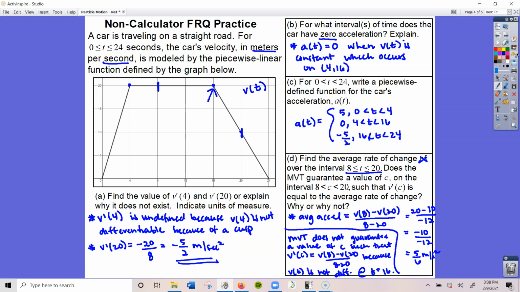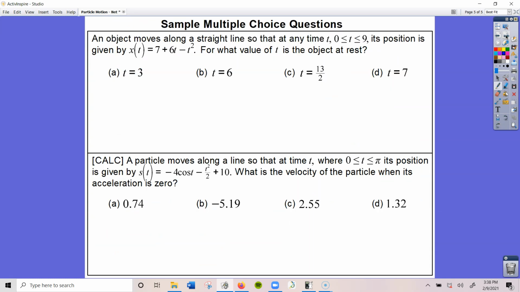All right, now let's have a look at some multiple choice questions. An object moves along a straight line so that any time t between 0 and 9, its position is given by x of t is equal to 7 plus 6t minus t squared. For what value of t is the object at rest? If the object is at rest, that means that the velocity is equal to 0. Because that means it had to stop and then it's going to change directions.